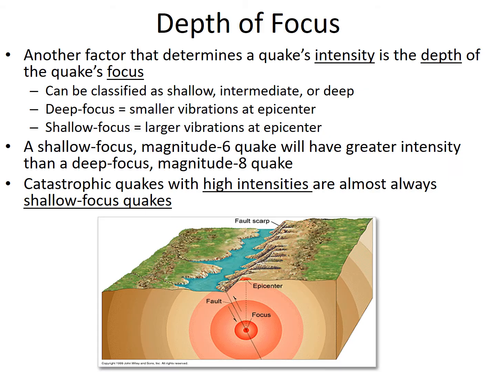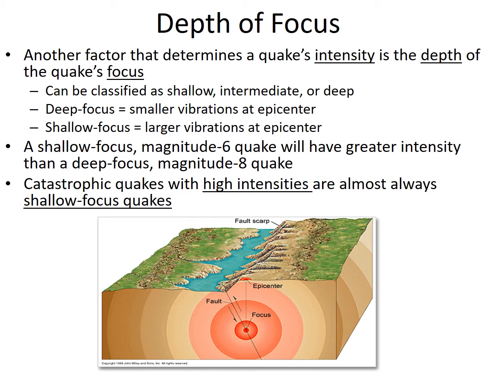Another factor that determines a quake's intensity is the depth of the focus. How far down into the earth is this fracture occurring? We could have a shallow, intermediate, or a deep focus. Deep focus results in smaller vibrations, whereas shallow focus results in larger vibrations at the epicenter. Remember, the epicenter is at the surface of the earth.